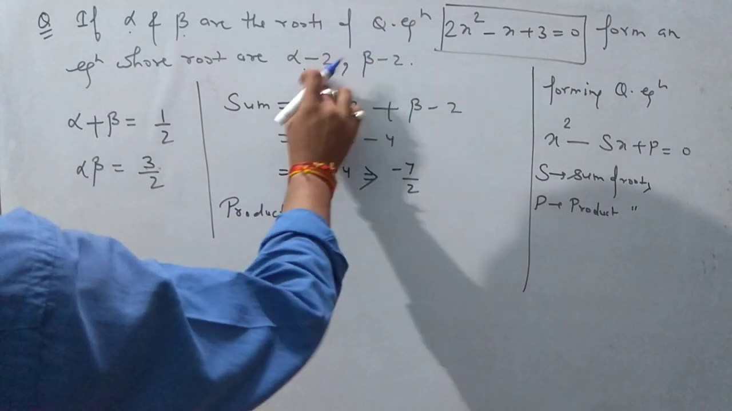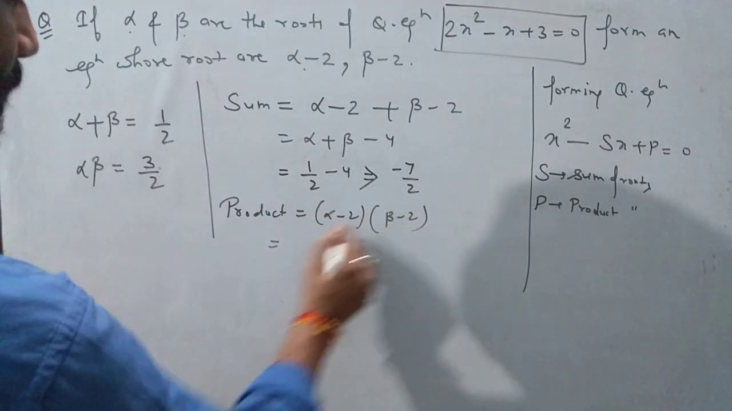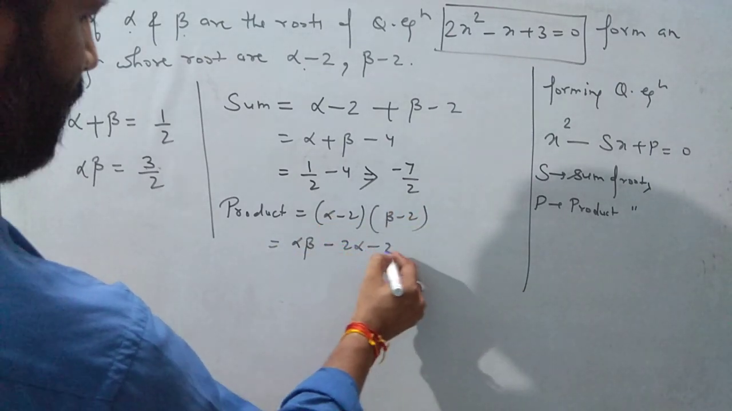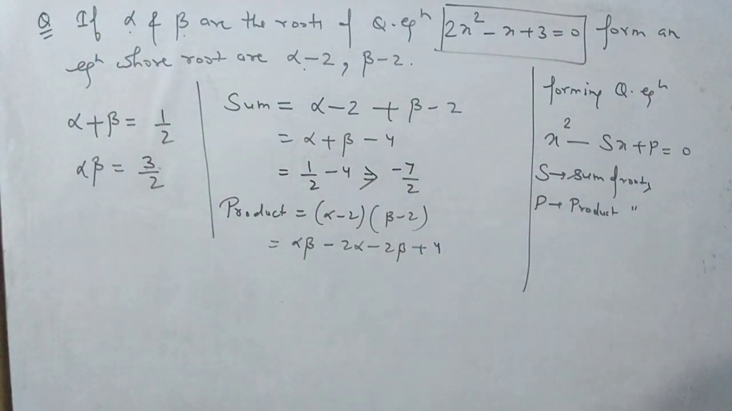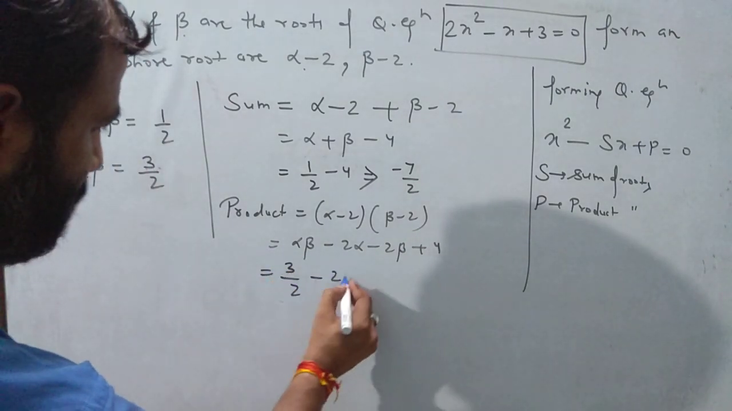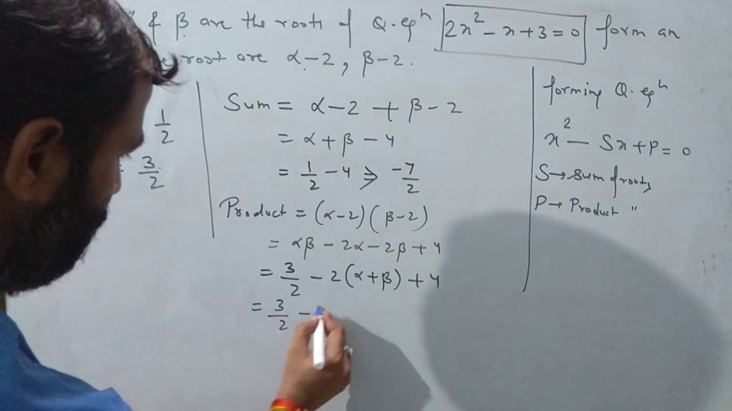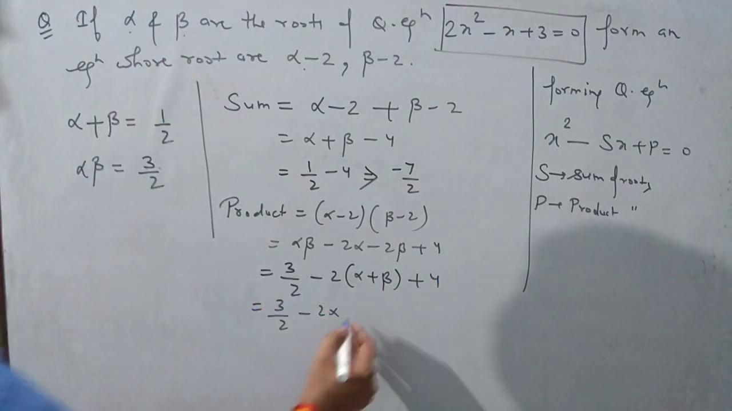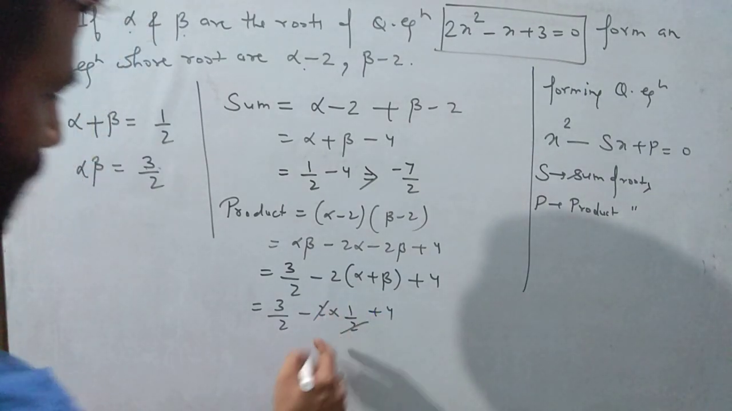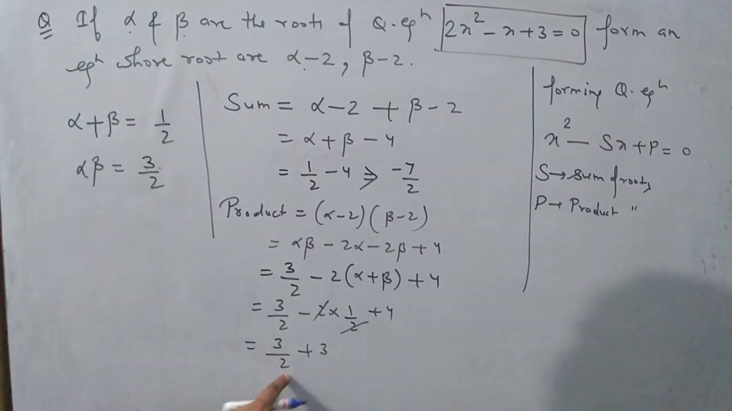So the product means we are finding the product of alpha minus 2 and beta minus 2. When we multiply, it becomes alpha beta minus 2 alpha minus 2 beta plus 4. Now alpha beta, that is the product, is given as 3 by 2, minus 2 in the bracket alpha plus beta, plus 4. Since alpha plus beta is 1 by 2, the 2 and 2 cancel, it's minus 1 plus 4, which gives plus 3. So 3 by 2 plus 3, that is 3 plus 6, which gives 9 by 2.